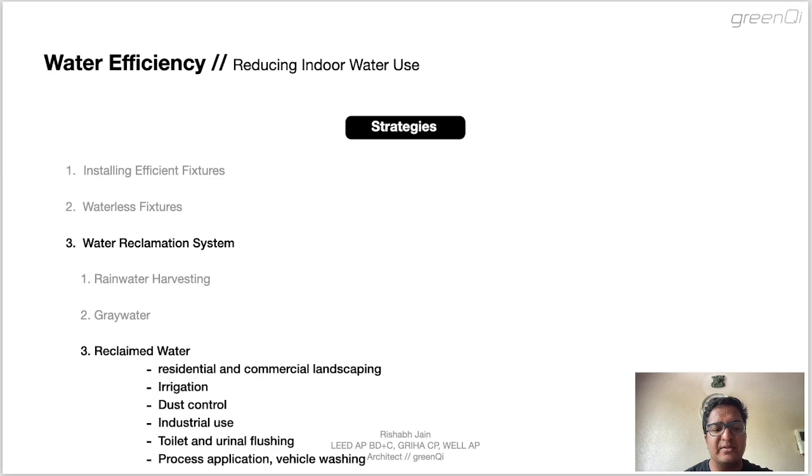The third type of system is to use reclaimed water. Reclaimed water is commonly effluent from a wastewater treatment plant that has undergone treatment to remove harmful pathogens, organic material, and heavy metals. The use of reclaimed water depends on the level of treatment of the water. It can be used for residential and commercial landscaping, irrigation, dust control, industrial use, toilet and urinal flushing, process application, vehicle washing. That's pretty much about the water reclamation system, and you can take a note of them.